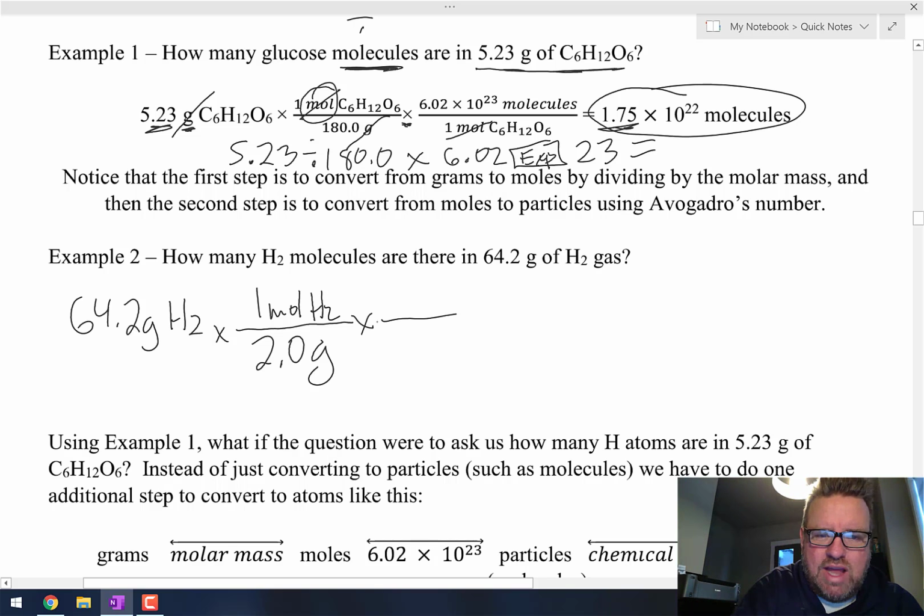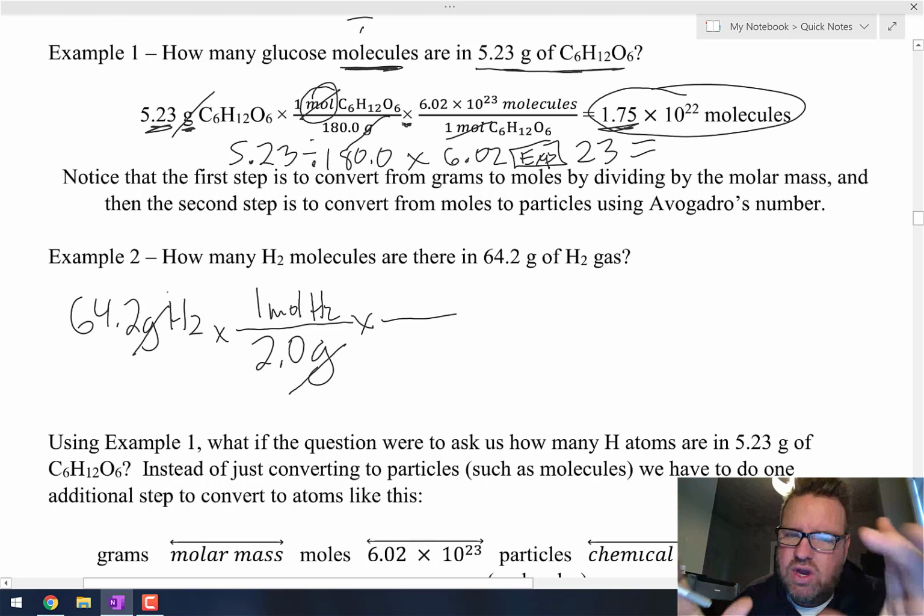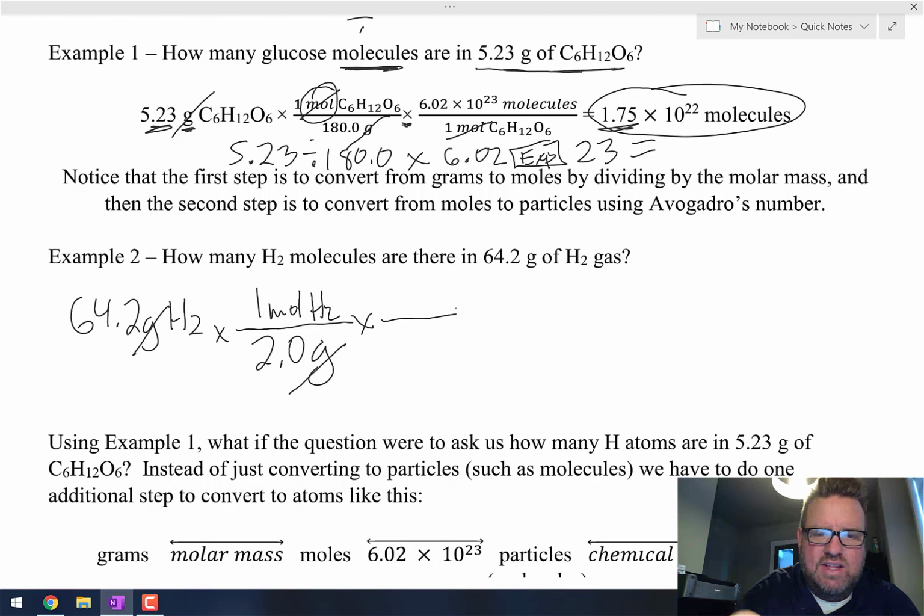And then my next step, and again, what happens to my grams? They cancel. And that's why it's so important, guys, that you write your units in there so you can see things canceling, and you're never having to guess what's my next step. Because now I know in my next step, I have to have moles on the bottom because I have moles on the top.